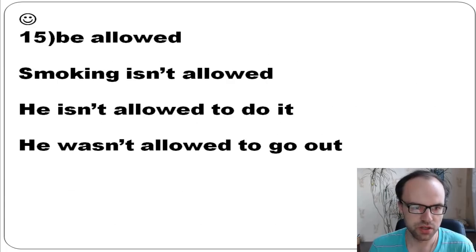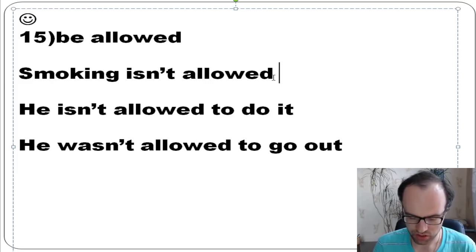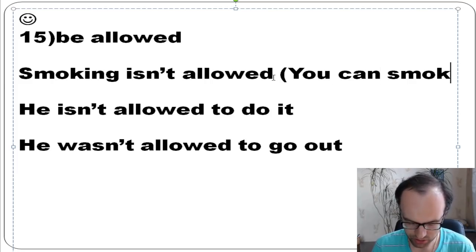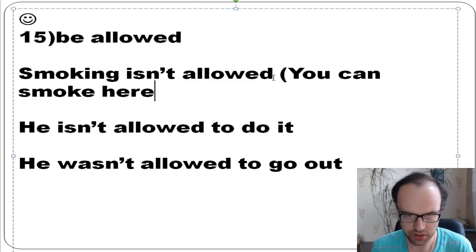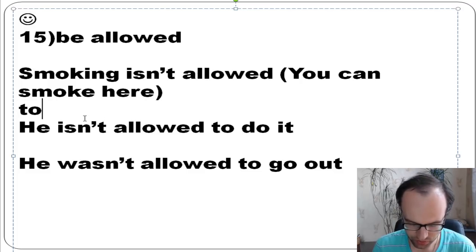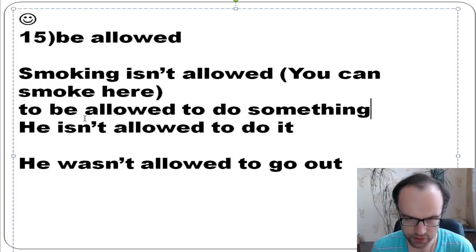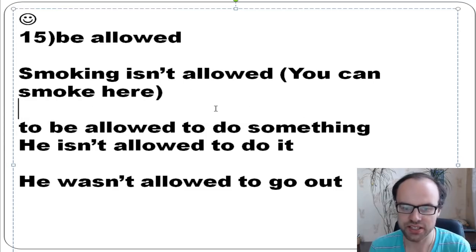Good. Next. Be allowed. Smoking isn't allowed. It means you can't smoke here, okay? Or he isn't allowed to do it, yeah? So to be allowed to do something, he isn't allowed to do it.